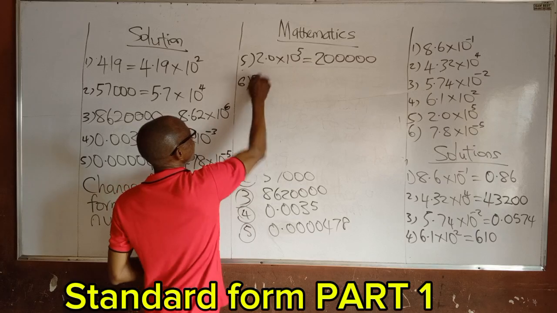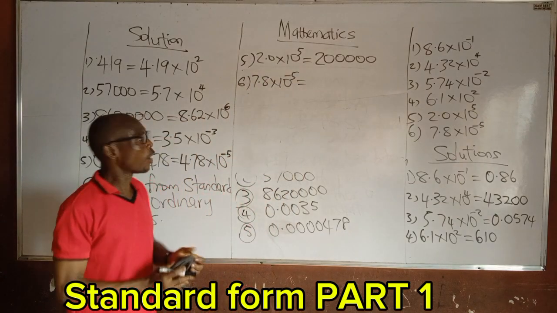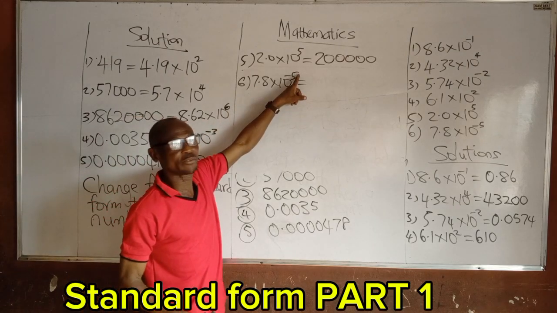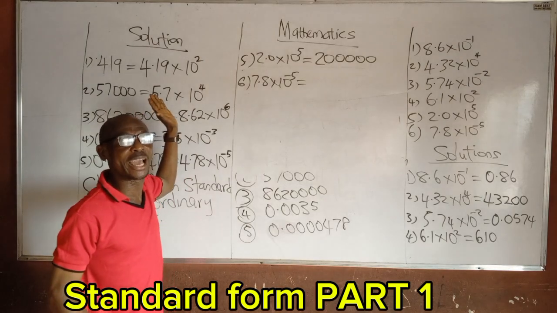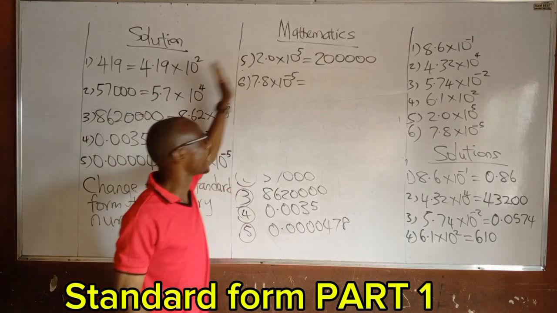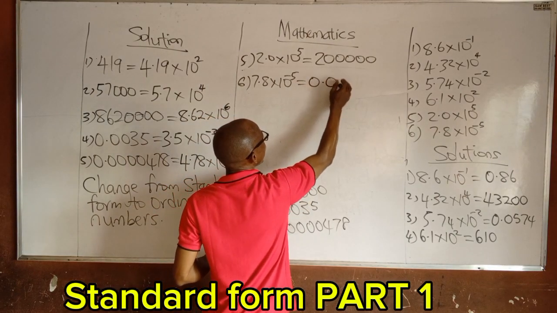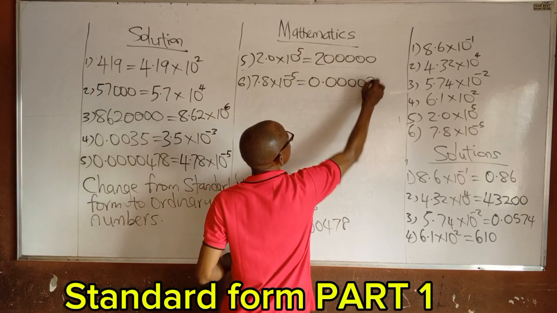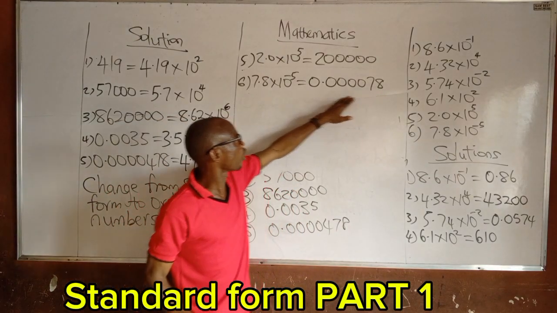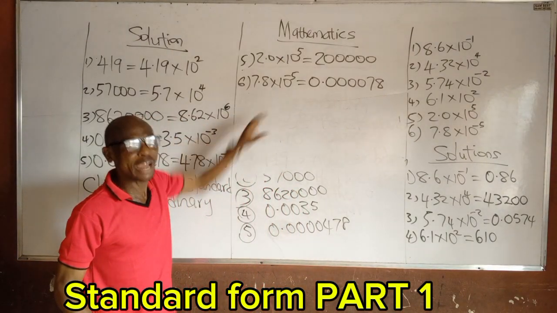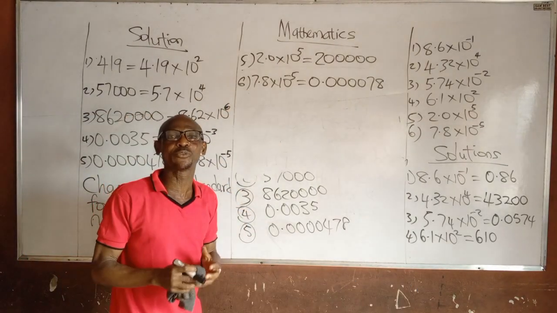Now let's take the last one. We have 7.8 times 10 raised to power minus 5. Now, you can see that this power is negative, so the decimal will be shifting to the left. We are going to move the decimal to the left 5 times. So that will give us 0.123478. And we have written this in ordinary form. That is the writing of numbers in ordinary form from our standard form.